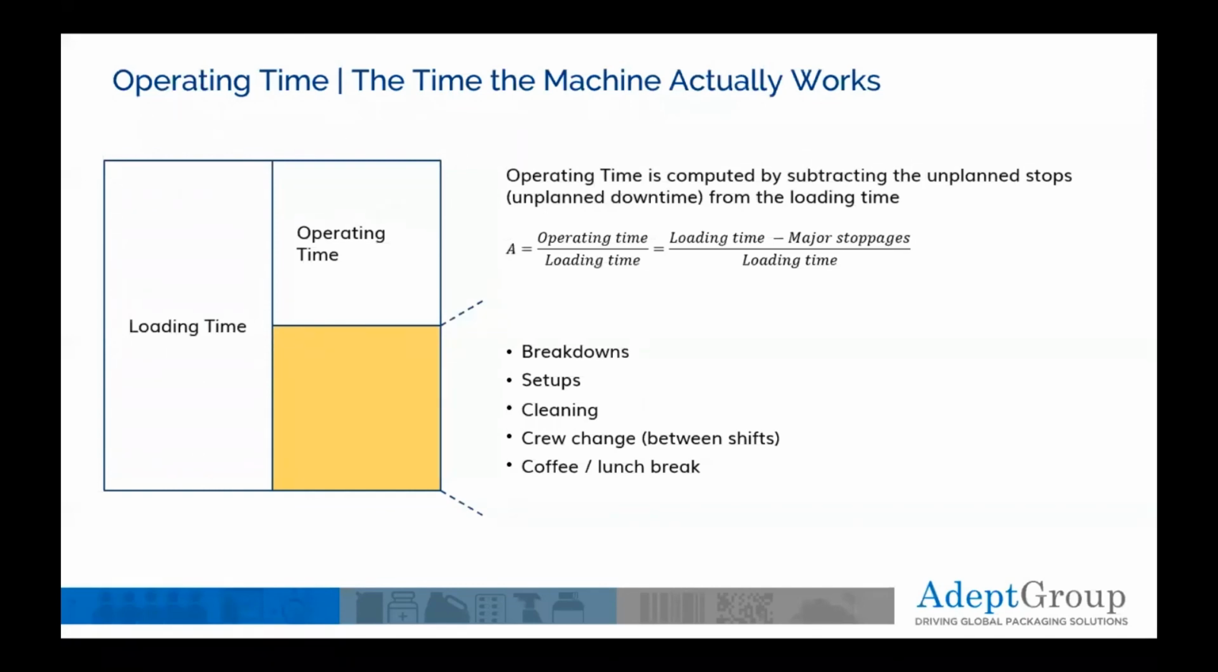Then from loading time, we can compute the operating time by subtracting the unplanned stops, the unplanned downtime. These are, for example, breakdown, setups, cleaning, crew change, coffee, lunch. These are major stoppages, as you can see. Usually they are tracked. We can easily measure them with a chronometer, with a clock. It's something simple to measure. So it is a parameter that can usually be calculated from the records that can be automatically taken by an automatic tracking system or even manually taken.